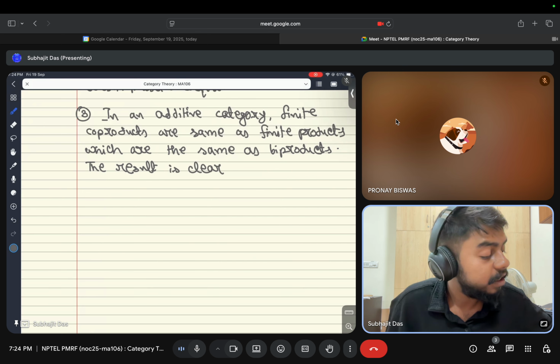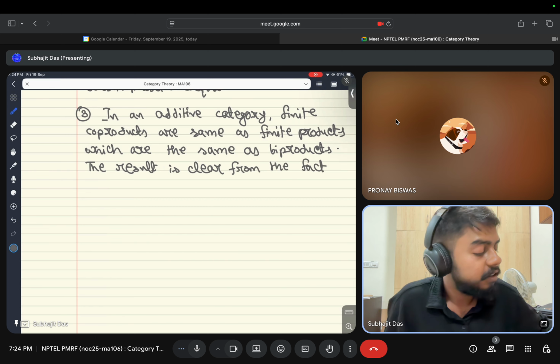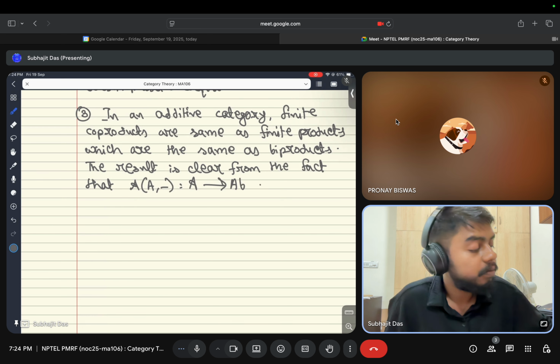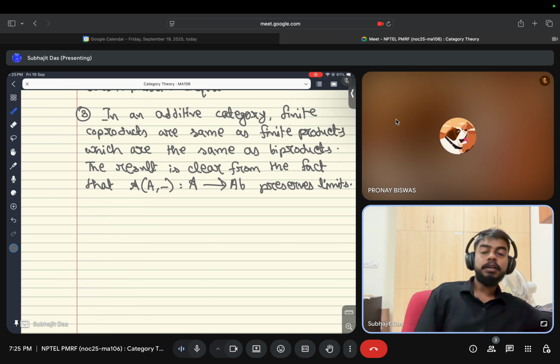The result is clear from the fact that the Hom functor preserves limits. So if you take a coproduct in A, you think of it as a product, and this functor will map it to a product, of course. Now Ab is again an additive category, so finite products are the same as finite coproducts, and you are done. So 3 is true.